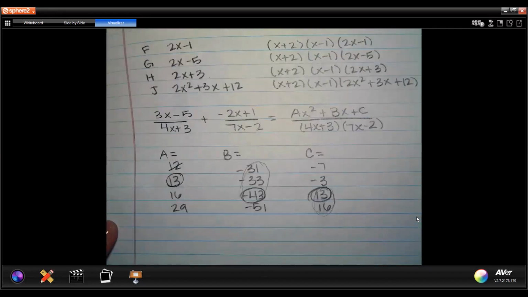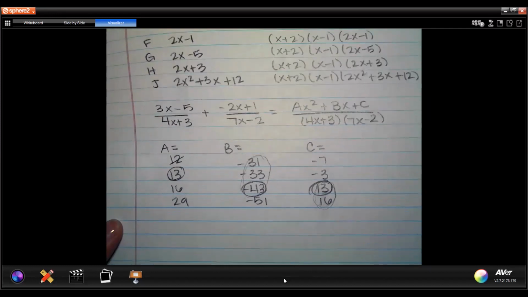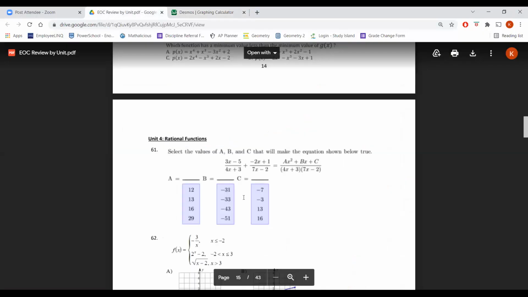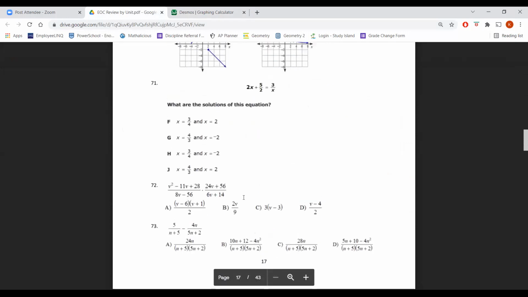All right, so that was how you could use sliders to solve a problem. I do want to show you guys another problem where you can use sliders. So we're going to go back to the assignment, and we're going to look at problem 71. We had problems where you can solve an equation by graphing them and see where they intersect.